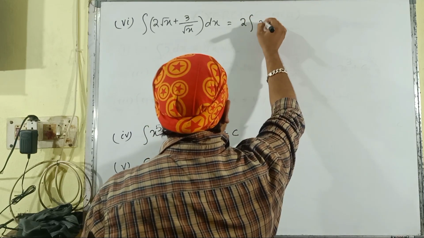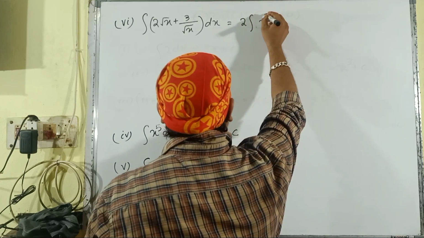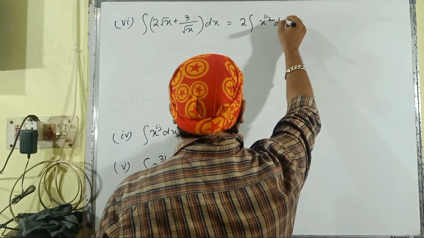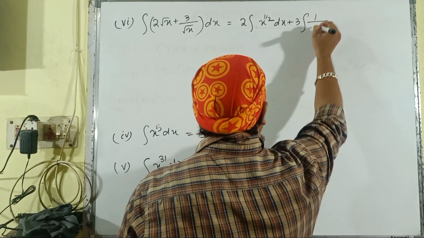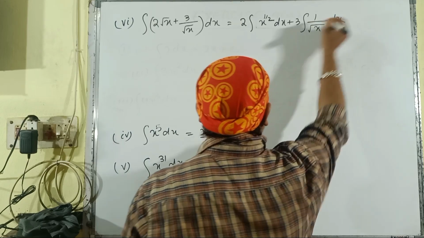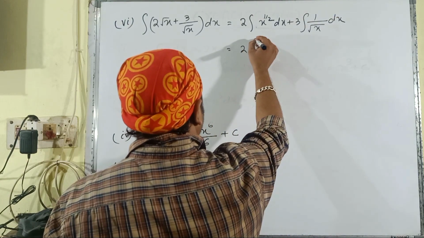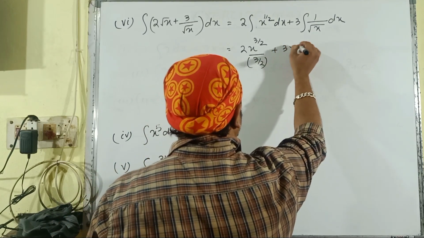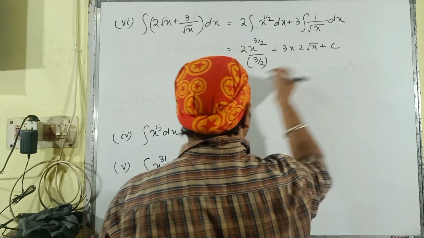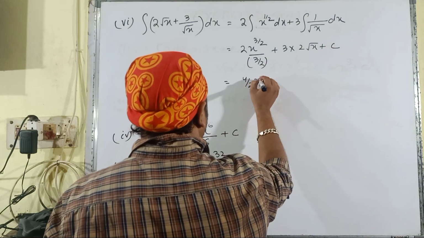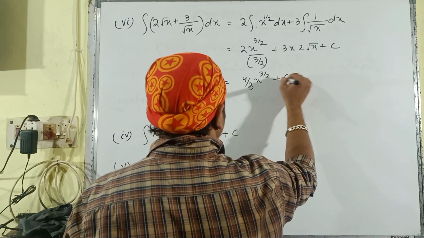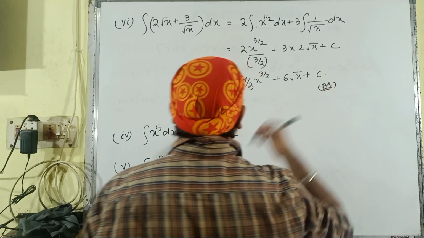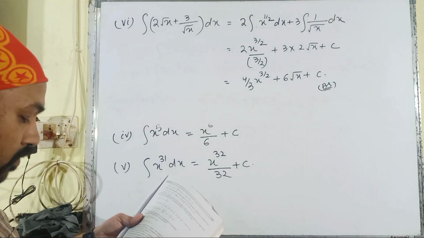So 2 multiplied with the integral of x to the power 1 by 2. I have just written x to the power 1 by 2 in place of square root of x. And then 3 multiplied with the integral of 1 upon root x dx. Then it will be 2 multiplied with x to the power 3 by 2 divided by 3 by 2 plus 3 multiplied with 2 root x plus any constant c. So it will be 4 by 3 x to the power 3 by 2 plus 6 root x plus any constant c, which is the answer for the sixth bit of number 1.